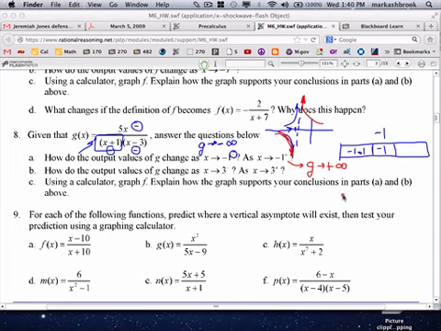Or you could put in a number close to -1 to the right. -0.9 is a number to the right, so you could plug this in, and your result ought to be positive. You ought to get a positive result if you use the same reasoning we did here. Does it clear up number 8? Any further questions on number 8?